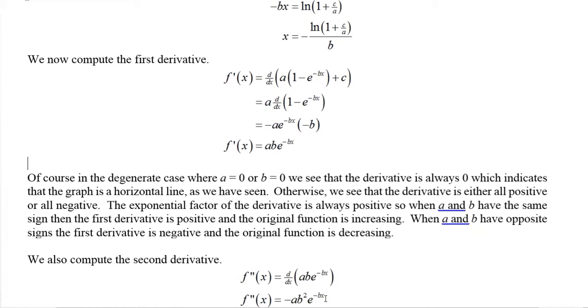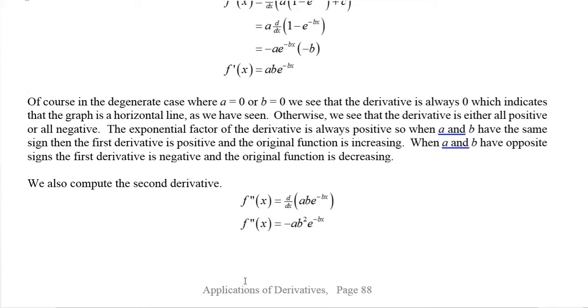So, bottom line is, when a and b have the same sign, the first derivative is positive, the original function is increasing. When a and b have opposite signs, the first derivative is negative, and thus the original function is decreasing. Now similarly, we can compute the second derivative. It's not too hard here.